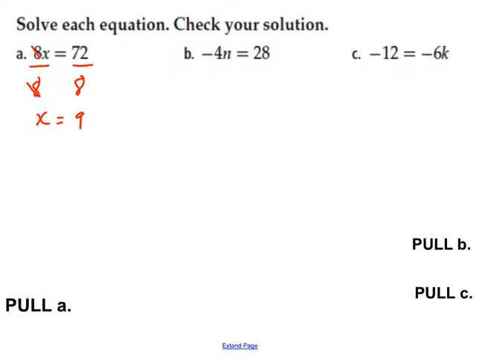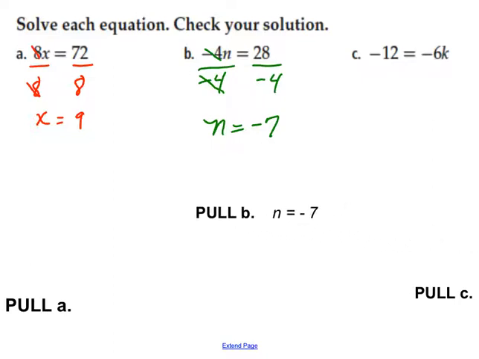Letter B, we have negative 4n equals 28. n is being multiplied by negative 4. So we want to divide by whatever number it's being multiplied by. If there's a negative, include the negative. And we do exactly the same thing to both sides. So negative 4 divided by negative 4 is a positive 1, but we still have our letter n, and that is equal to 28 divided by negative 4. Remember, a positive divided by a negative, the signs are different, so my answer will be negative, and 28 divided by 4 is 7. So letter B, hopefully we did that right, and we should have negative 7.